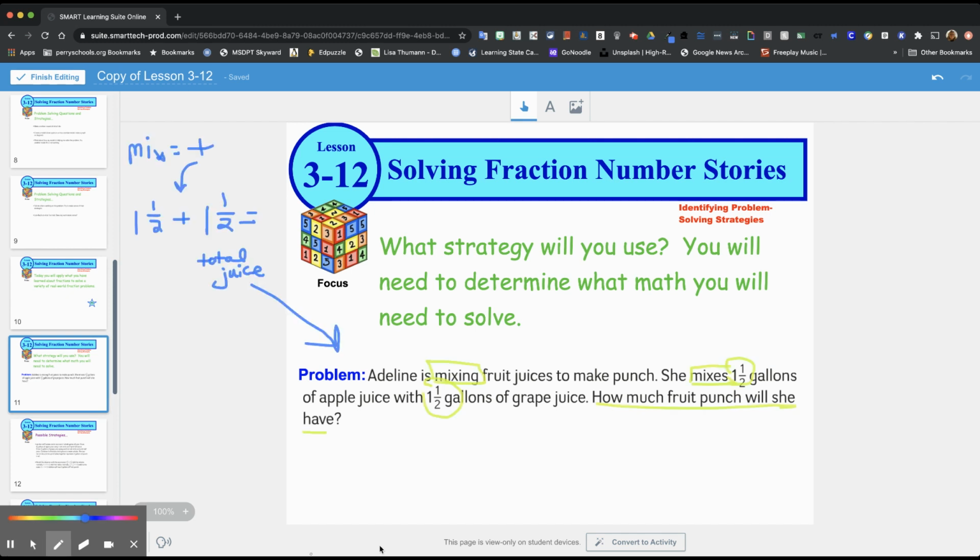All right, so you can see my thinking here. I have created a number model. I have used cubes.